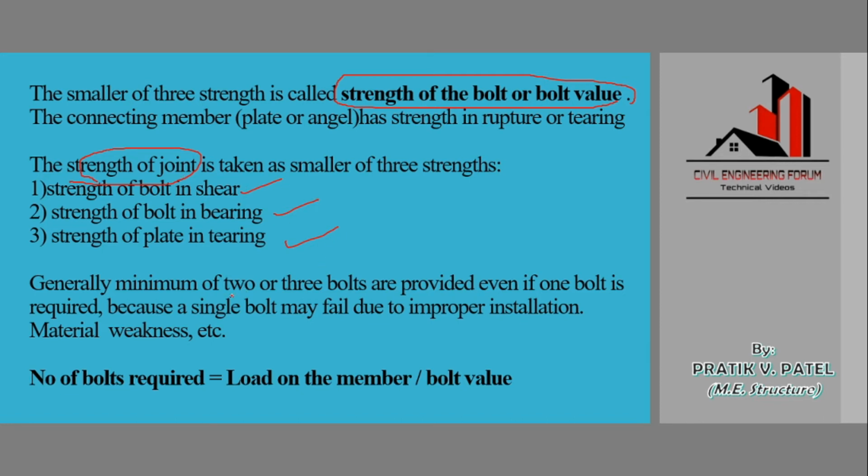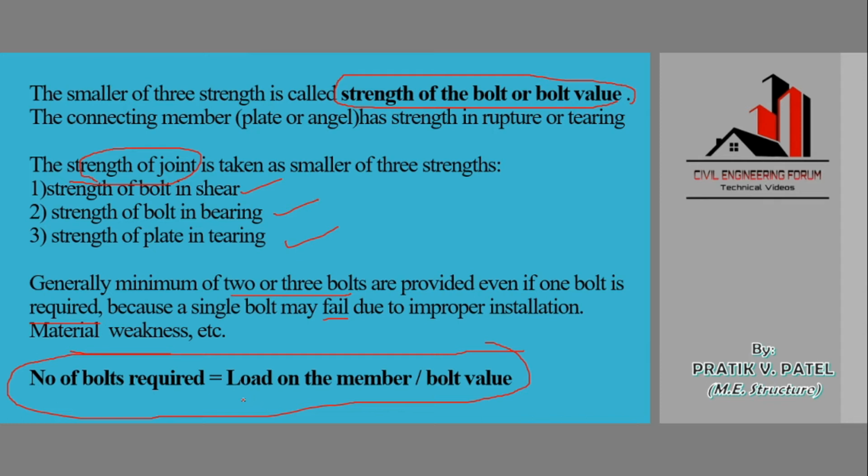Generally, a minimum of two or three bolts are provided even if one bolt is required. See, we are providing two to three bolts where only one bolt is required, because a single bolt may fail due to improper installation. So we are taking care about the failure, which may be due to improper installation or material weakness or any other things. But how can we decide the number of bolts? See, it is given by this formula. Number of bolts required will be equal to load on the member divided by bolt value.